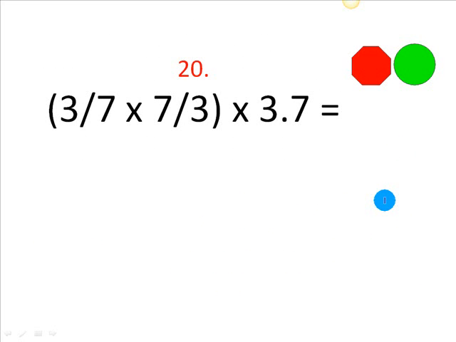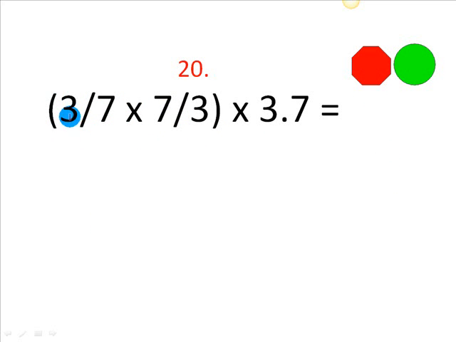Number 20. This is an order of operations problem, so figure out what to do. Press the stop button and come back. All right, let's see how you did. Well, order of operations tells you the first thing that you do is that which is inside the parentheses, so we'll multiply these two fractions.